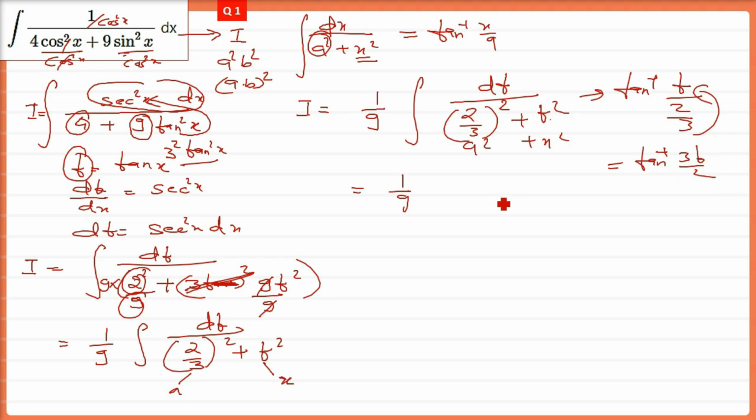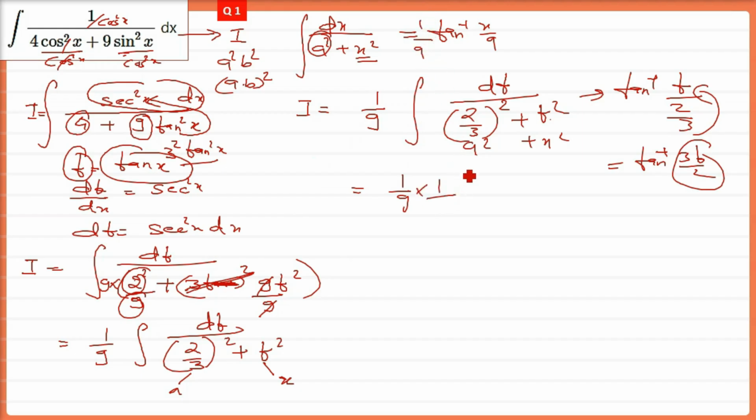But the result of dx by a square plus x square is 1 by a tan inverse x by a. When I was writing the formula, I forgot to tell you that it is 1 by a tan inverse x by a. So 1 by n is already there. 1 by a is what? So let me add this 1 by a first to complete this.